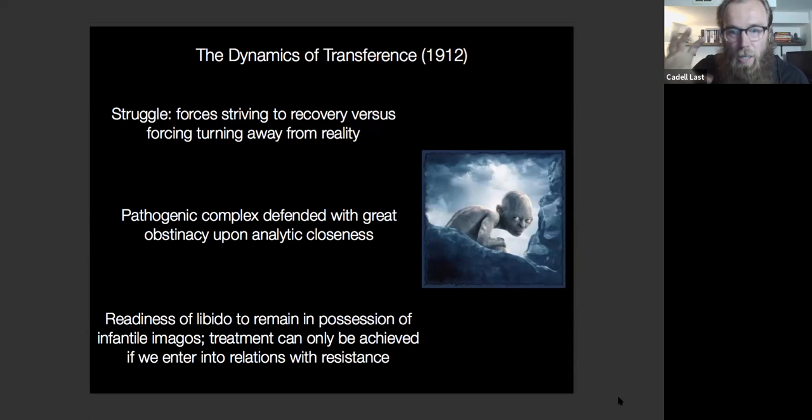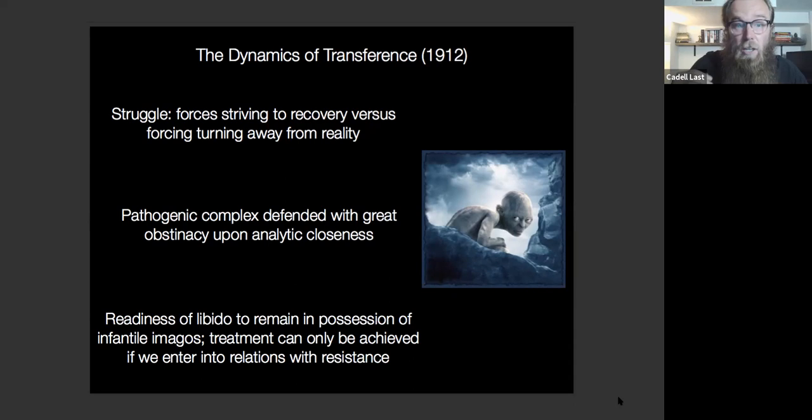So I think that's a good image of what's really going on when someone becomes frustrated with reality. And oftentimes it is about libido and power. It's about that I don't have any power in my libidinal desire, and that's where the frustration lies. So there's a struggle between two forces. Again, you see here Freud's emphasis on tension, metaphysically Freud's emphasis on dualism, that there are forces striving to recover and forces turning away from reality.